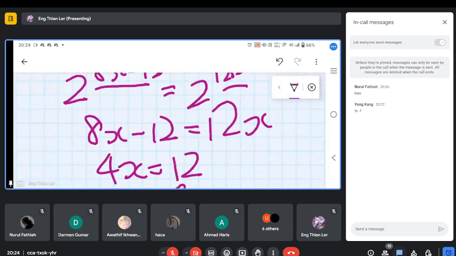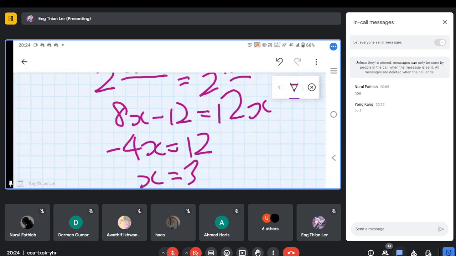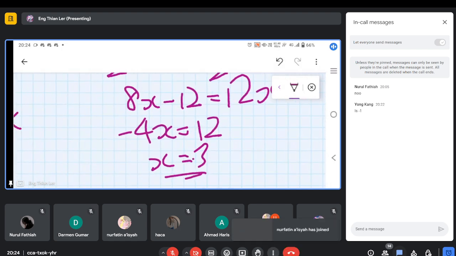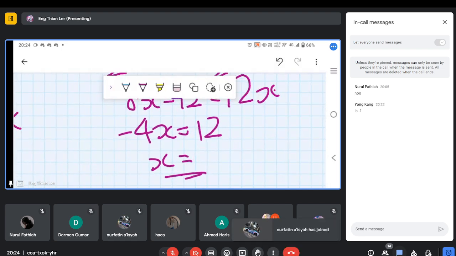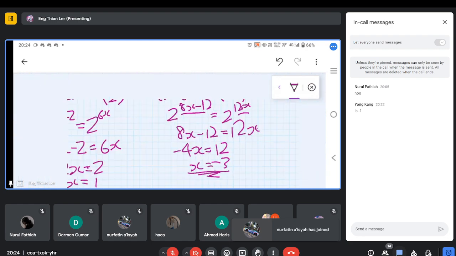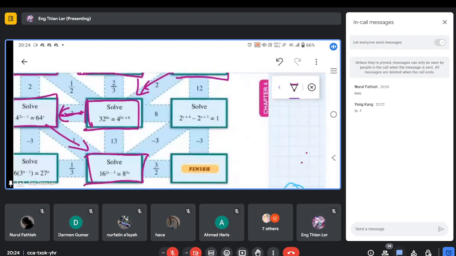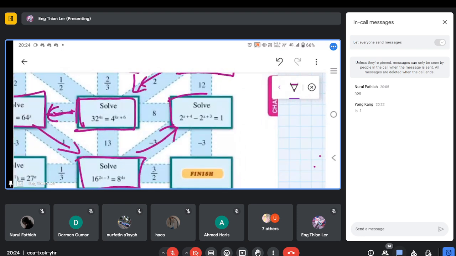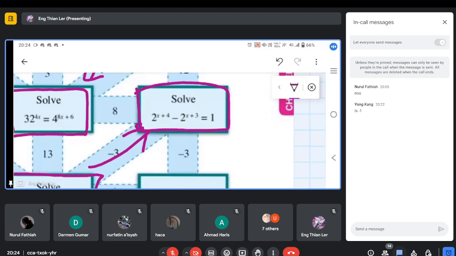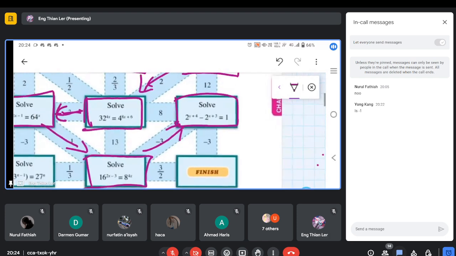Wait, minus. Alamak, why am I always so careless? Negative 3. Okay, so let's check if negative 3 exists. Negative 3. Okay, good. So now we solve this. I know we can just finish that, but I need to solve this first.